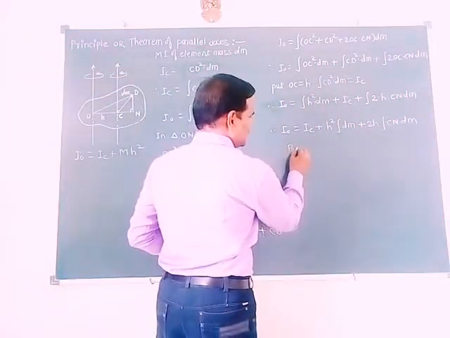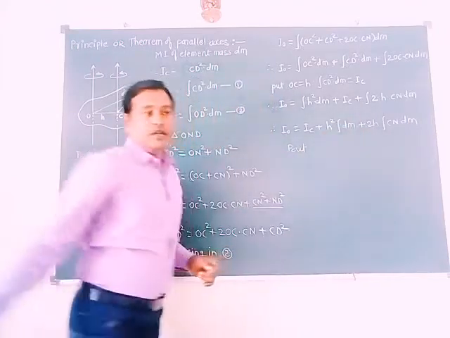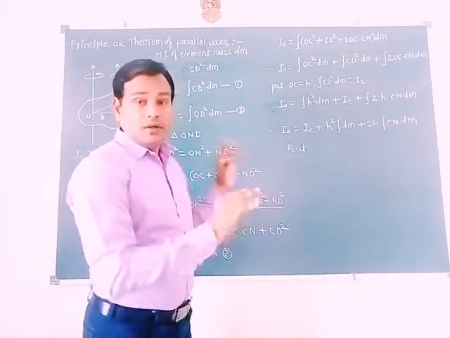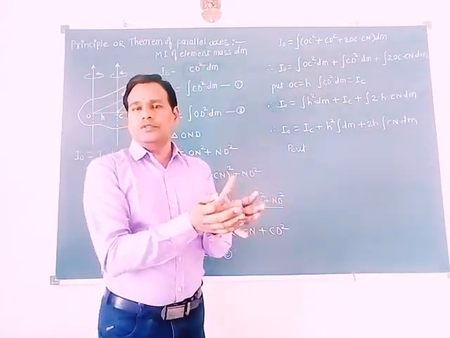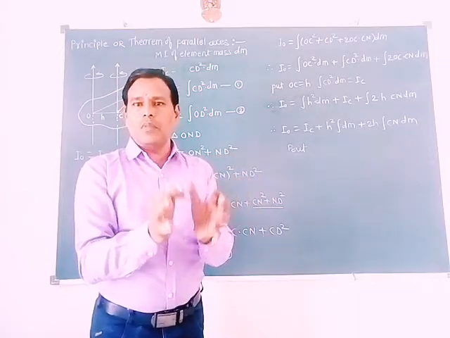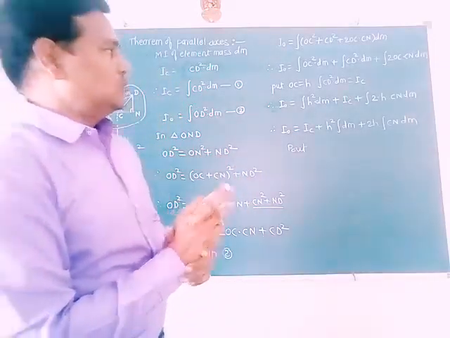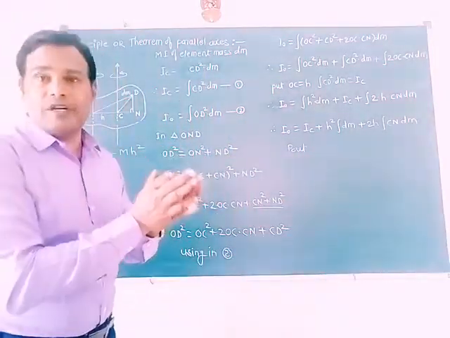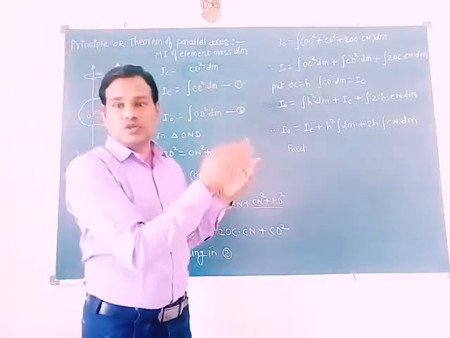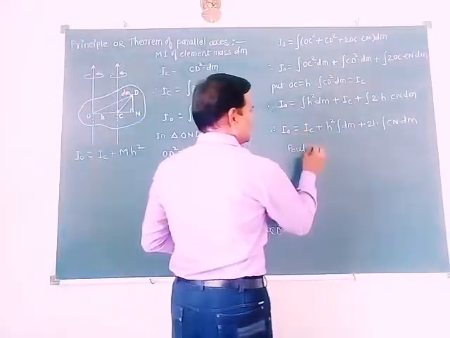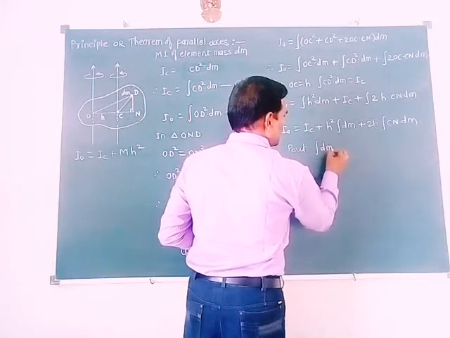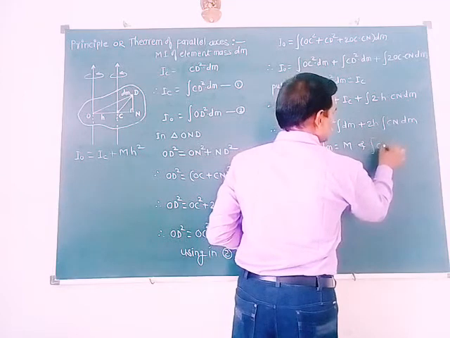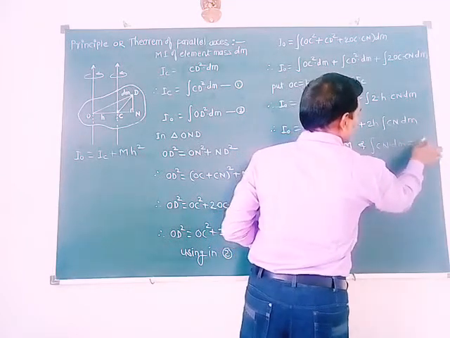But integration of dm, one small element, there are such a number of elements which will make up the total mass of the body. So integration of dm means collection of element mass, and collection of element mass means total mass of the body. So integration of dm is equal to capital M, and integration of Cn into dm is equal to 0.